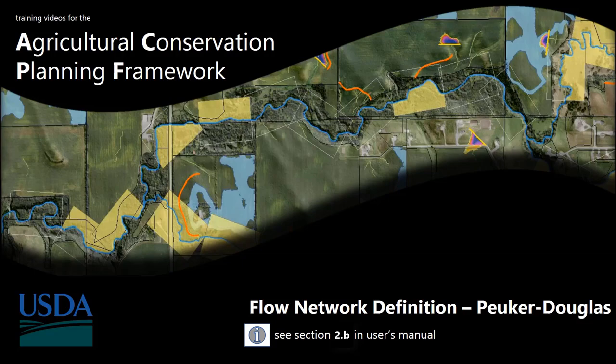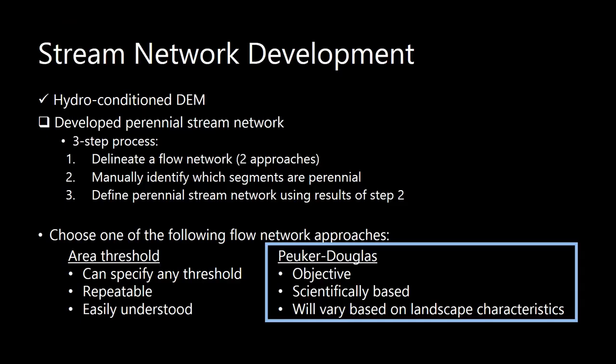In this video, we're going to look at the second option of the two approaches, and that is the Peuker-Douglas tool. As I mentioned at the beginning of the video for the area threshold flow network definition tool, we first need to develop a perennial stream network before we can begin siting conservation practices using the ACPF. And this is that three-step process where first we delineate a flow network. And like I mentioned, there are two different approaches, the area threshold method and Peuker-Douglas.